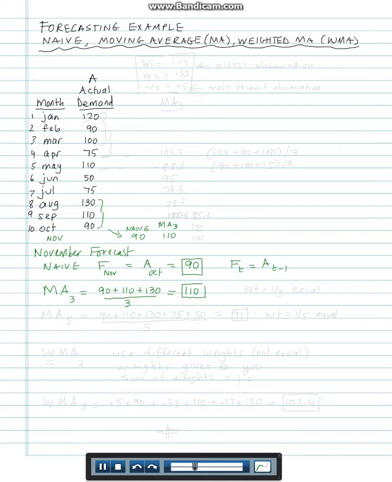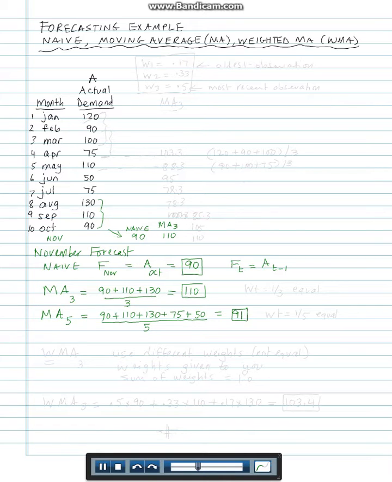If we wanted a 5-period moving average, so instead of averaging only 3 periods, we want to average 5 periods, and those would be the most immediate 5 periods to forecast November. Then I have to pick 5 periods: 90, 110, 130, plus go backwards 2 more, July and June, that's 75, 50, and now divide by 5, and the answer would give you 91. Again, a different answer. So that's a moving average.